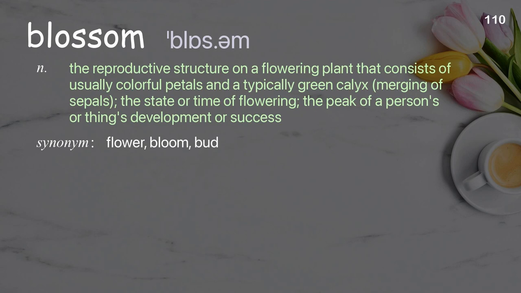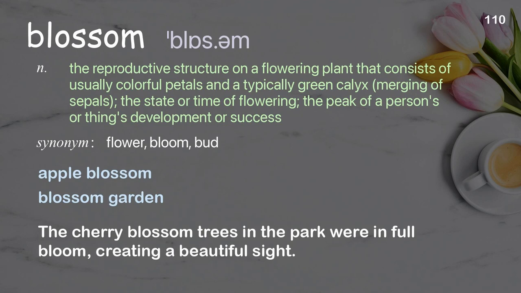Blossom: the reproductive structure on a flowering plant that consists of usually colorful petals and a typically green calyx, merging of sepals, the state or time of flowering, the peak of a person's or thing's development or success. Examples: apple blossom, blossom garden. The cherry blossom trees in the park were in full bloom, creating a beautiful sight.